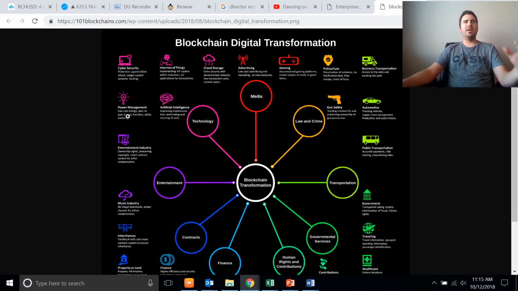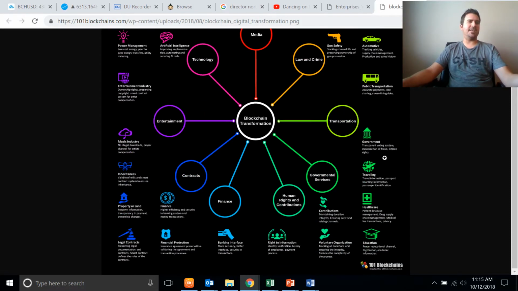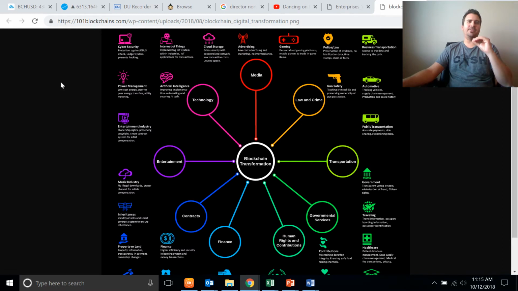I think it's really well done. But this really right here shows you in one single image how blockchain technology, how Bitcoin, how other cryptocurrencies are transforming the business landscape across multiple industries, across the board. Blockchain and cryptocurrencies are starting to disrupt industries no matter where you look. And this image right here does a really good job at laying out the different industries that blockchain technology is touching, right? So you have things like cybersecurity, Internet of Things, cloud storage, advertising, gaming, all the way to gun safety, public transportation, all the way down to legal contracts, to education. Blockchain is disrupting every single one of these industries.